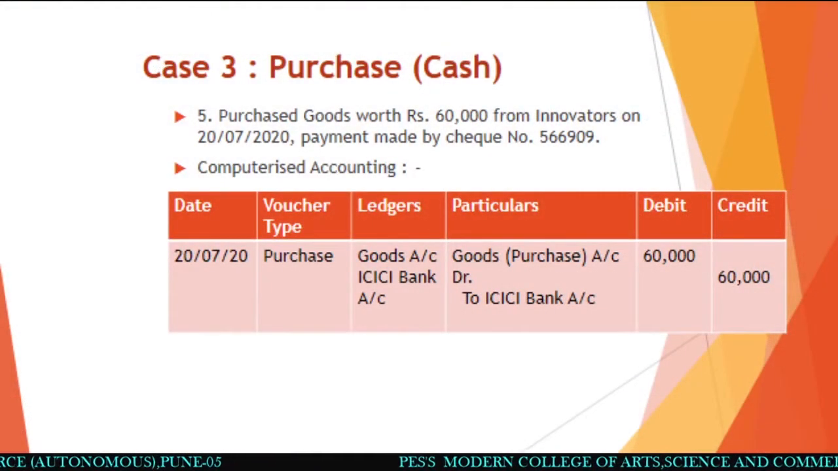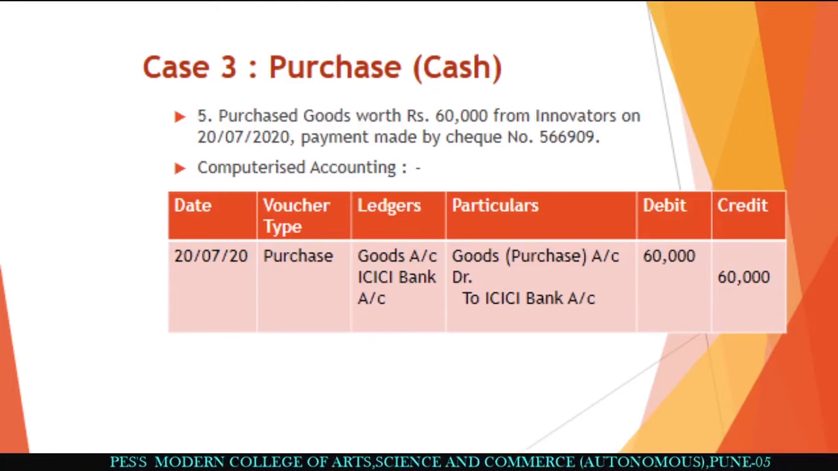Okay, so the next transaction is that it is a purchase account. The next transaction is related to purchase once again, but it is a cash purchase. And what is the cash purchase over here? That is, purchase of goods worth rupees 60,000 from Innovators. There is a company, Innovators, and from that company you have purchased goods worth rupees 60,000 on 20th of July 2020, and payment was made by check, the number is also given.